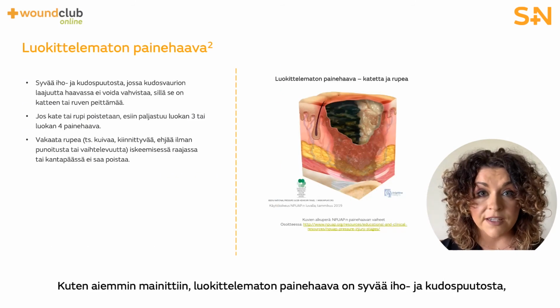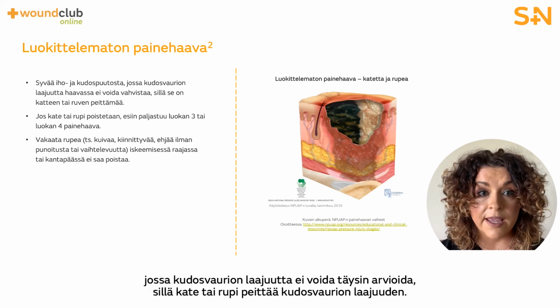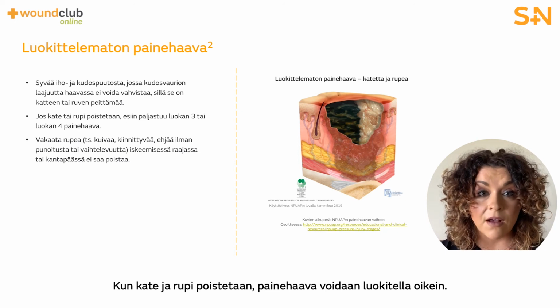As mentioned previously, unstageable pressure ulcers are those with full thickness skin and tissue loss in which the extent of tissue damage cannot be fully assessed, as the presence of slough or eschar is covering the extent of tissue damage. Once the slough and eschar have been removed, the pressure ulcer can and should be classified correctly.